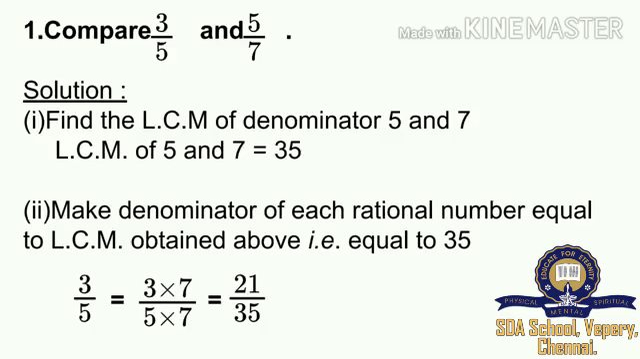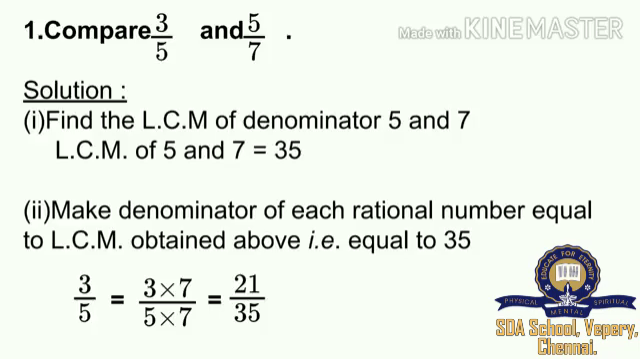And another sum. Compare 3 divided by 5 and 5 divided by 7. In the previous sum, we had one positive and one negative. Here you can see that both are positive. The denominators are different, unequal, so find the LCM. First, you should find the LCM of the denominators 5 and 7. If you take the LCM of 5 and 7, the answer will be 35, 5 into 7. Make the denominator of each rational number equal to the LCM, 35.